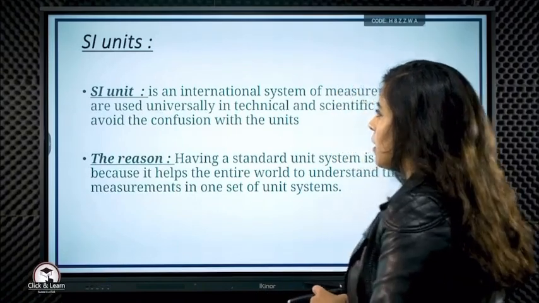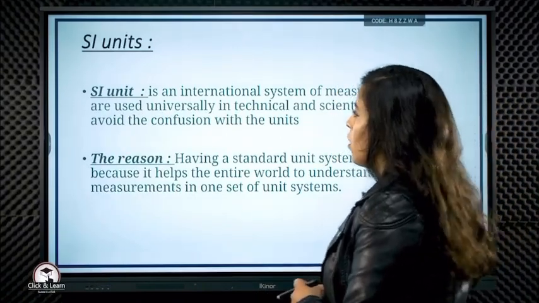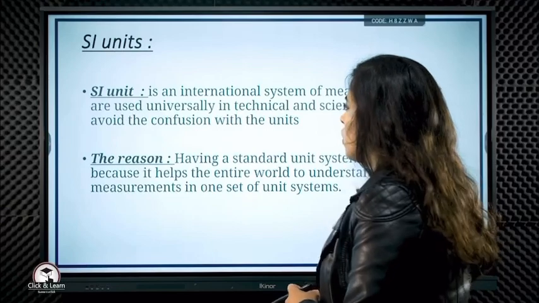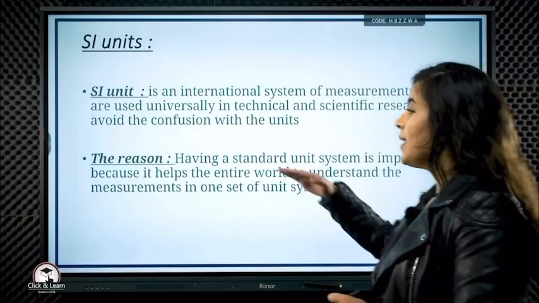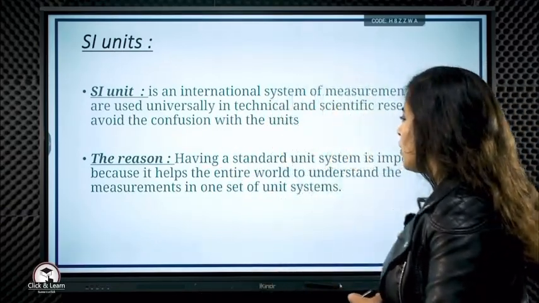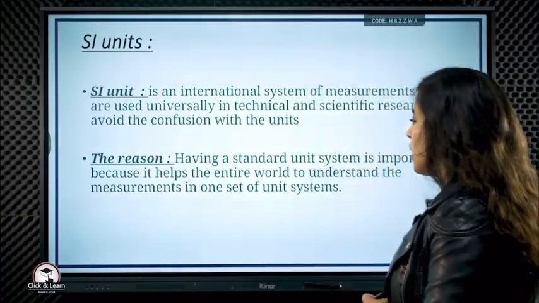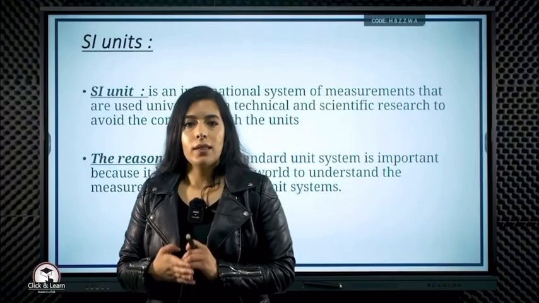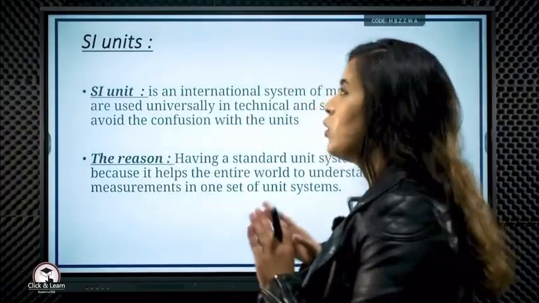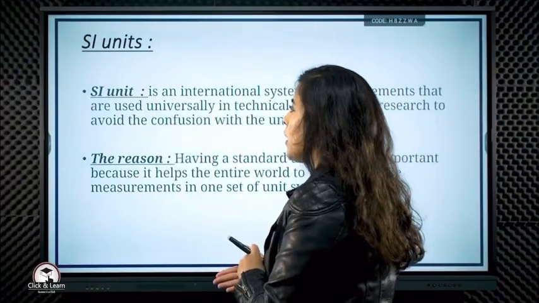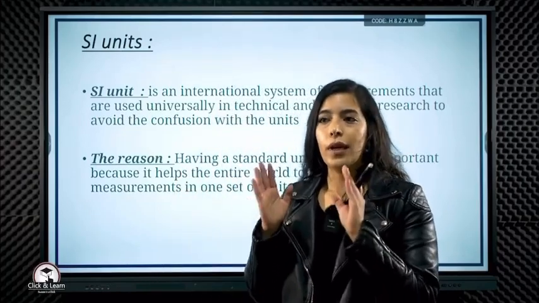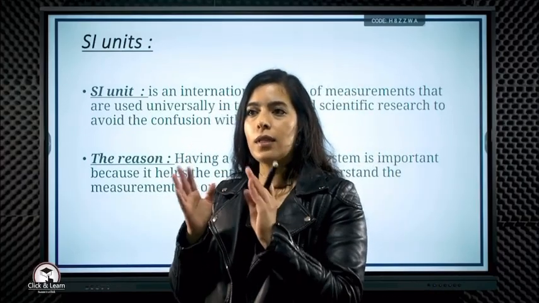SI units is an international system of measurements that is used universally in technical and scientific research to avoid confusion with the units. Having a standard unit system is important because it helps the entire world understand measurements in one set of unit systems. According to the scientists and physicists, they held a conference, and in this conference they decided to unify the units for each and every single physical quantity.